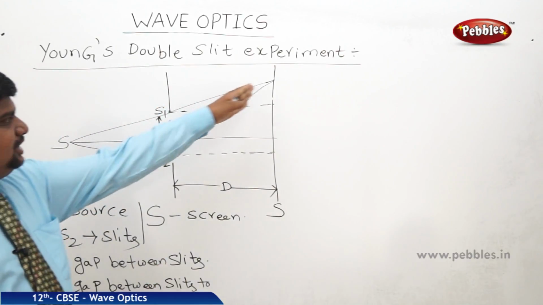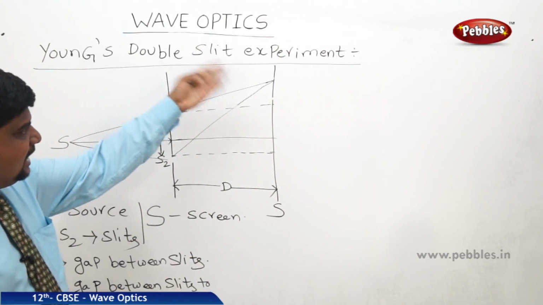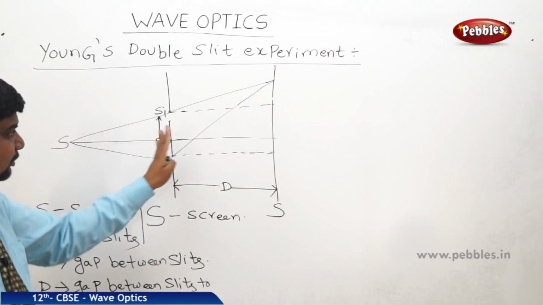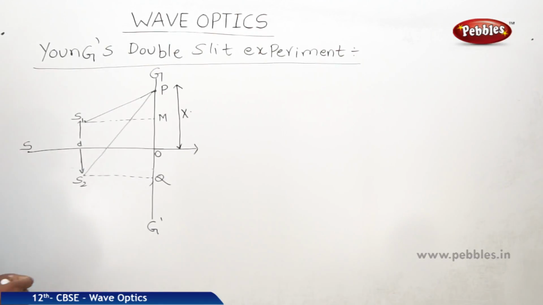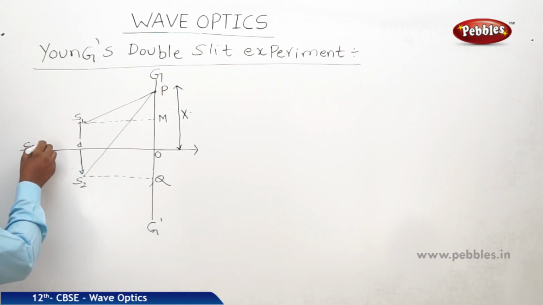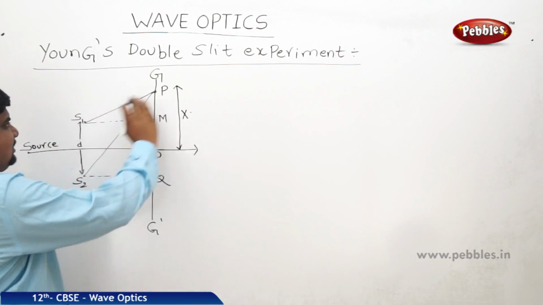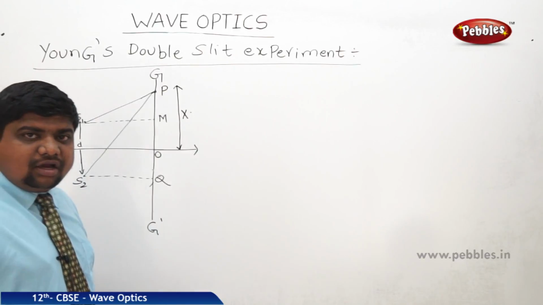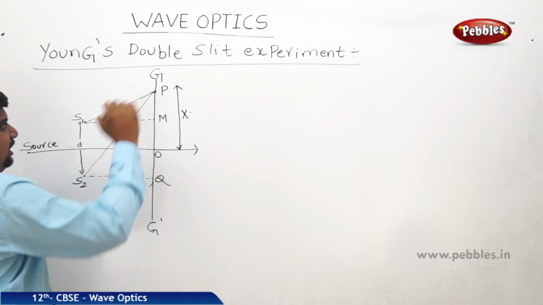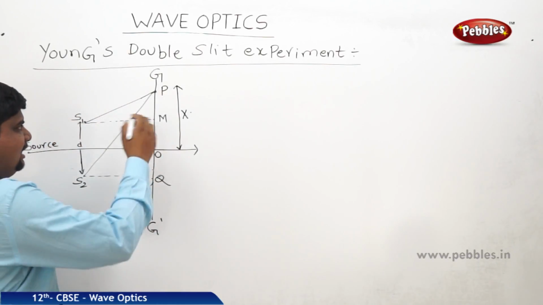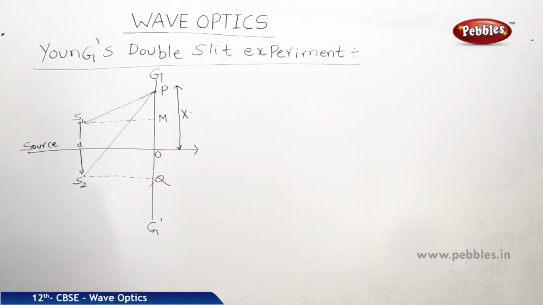Now, whenever these two are falling on the screen, they will create the interference pattern, and the dimensions which are related to this we are going to find now. So this is the arrangement for the Young's double slit experiment. Source, slits S1 and S2, light rays are bending at the corners of the slits and they are pointing towards the point P. This point P is located on the screen. The screen name is GG dash. So GG dash is the screen.